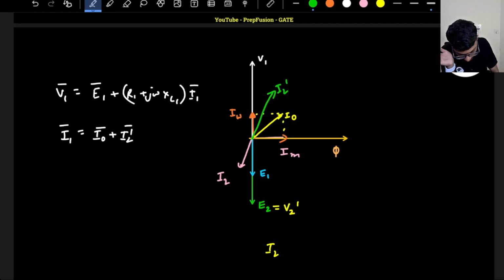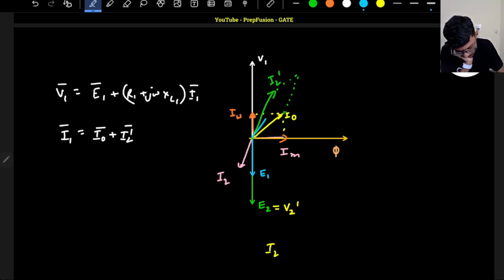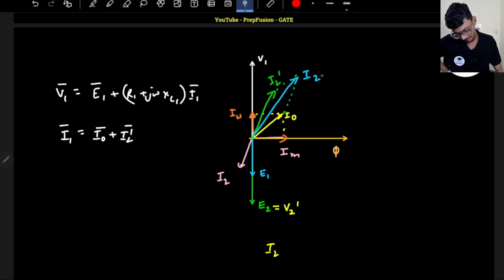MMF balance. Now I will add I2 dash and IO to get I1. This will be I2 dash and IO basically, so it will be somewhere around here. Okay, so IO is somewhere around here. So not I2, sorry, this is my I1 current, the sum of both IO and I2 dash.